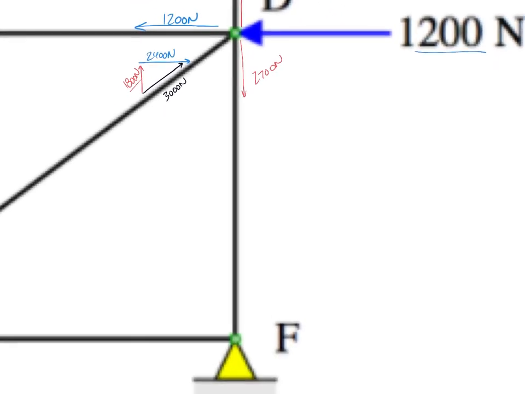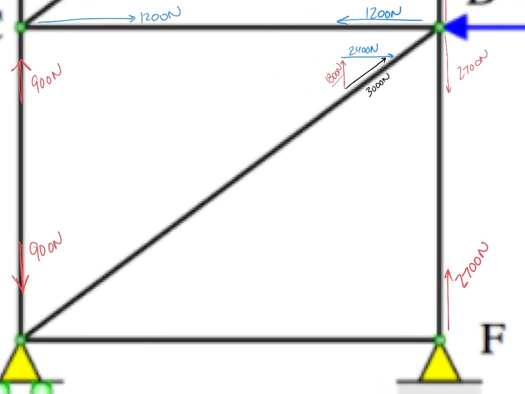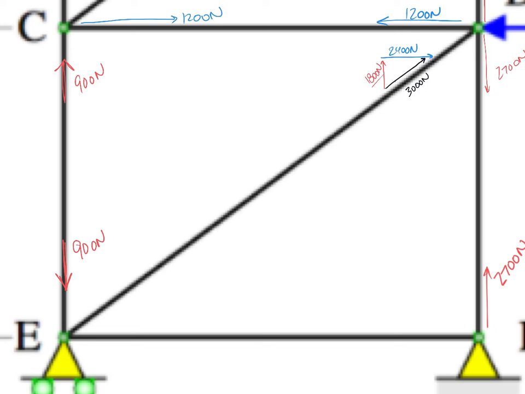Okay, so now go down here and I'm going to have 2700 newtons in red. Okay, and then we're going to go over here and I want to copy this particular guy down. So this is what, 3000 newtons. Okay, so this is going to be 2400 newtons and 1800 newtons. Okay, so we can do any one of these that we want to do.